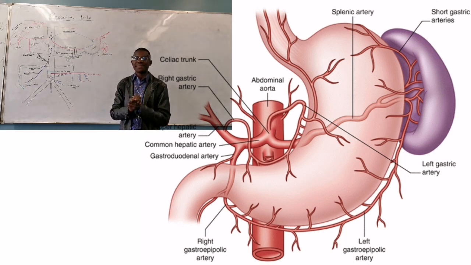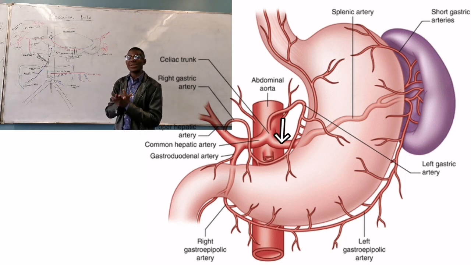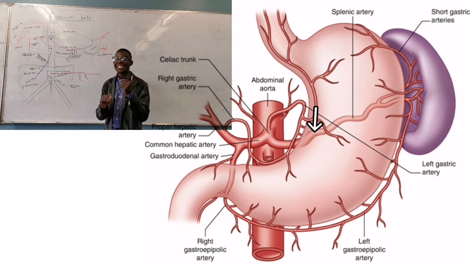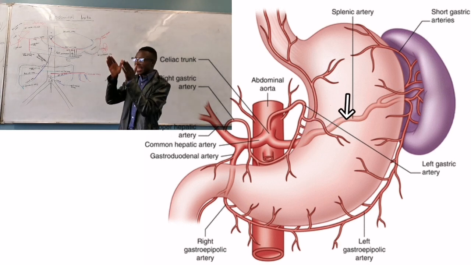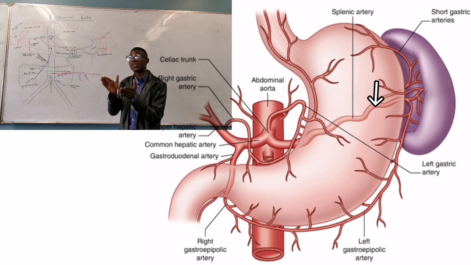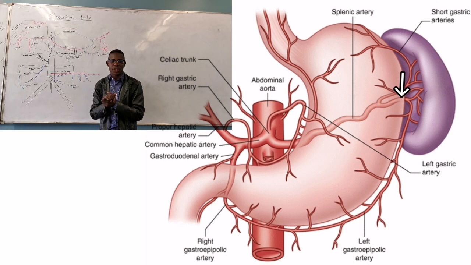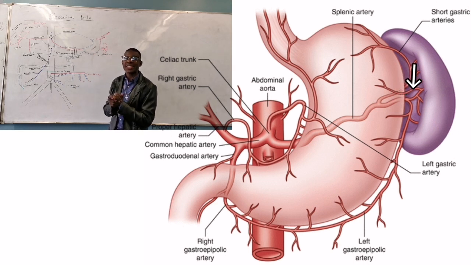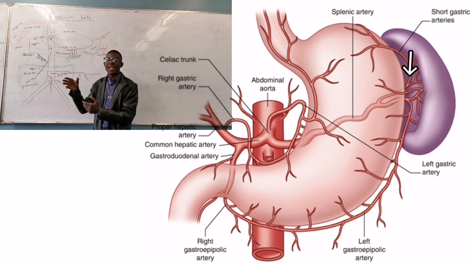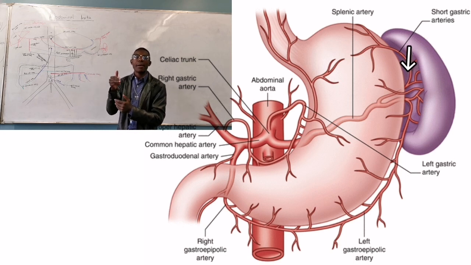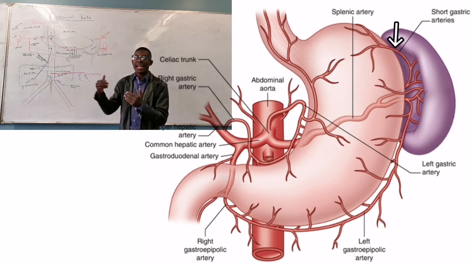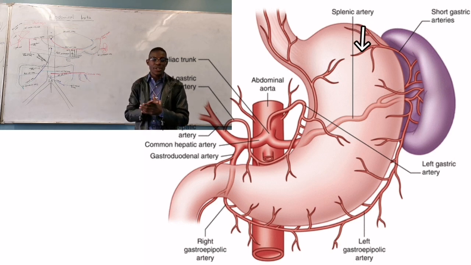We go to the splenic artery. The splenic artery is the largest branch of the celiac trunk. It's going to go posterior to the stomach, but superior to the pancreas, giving 10 to 12 branches to the pancreas. And then it's going to go towards the hilum of the spleen via what you call the splenorenal ligament. And then at the hilum of the spleen, it's going to give 6 short gastric branches that are going to supply the fundus of the stomach.